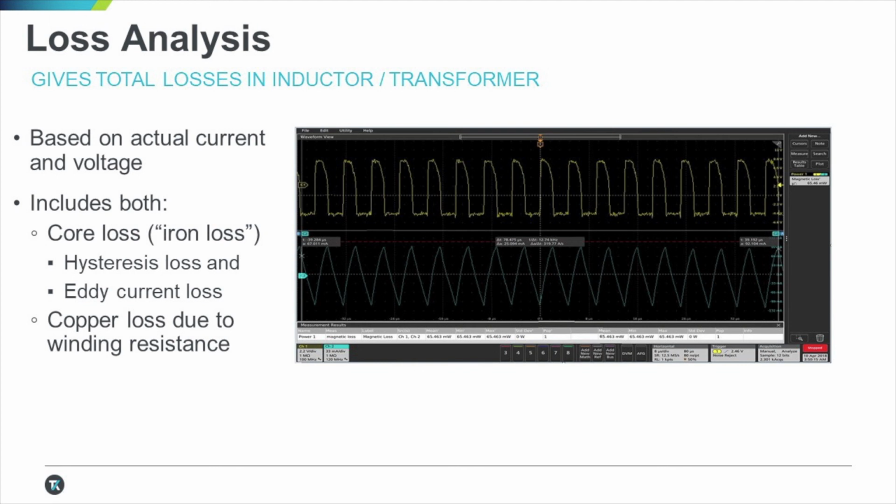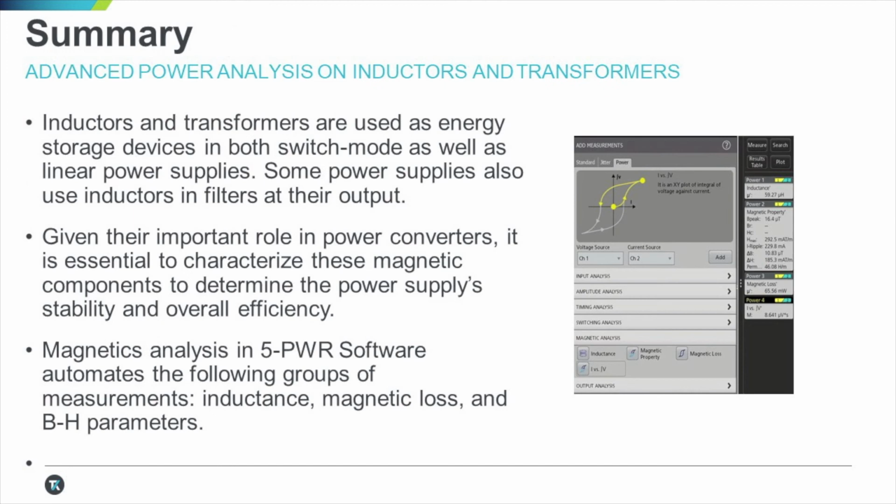Designers can then find the core loss from the component manufacturer's datasheet and derive the copper loss by subtracting the core loss from the total magnetic loss. With the MSO5 series and related advanced power analysis software that has magnetics analysis capabilities, one can measure the magnetic loss, inductance loss, as well as magnetic property measurements very easily.